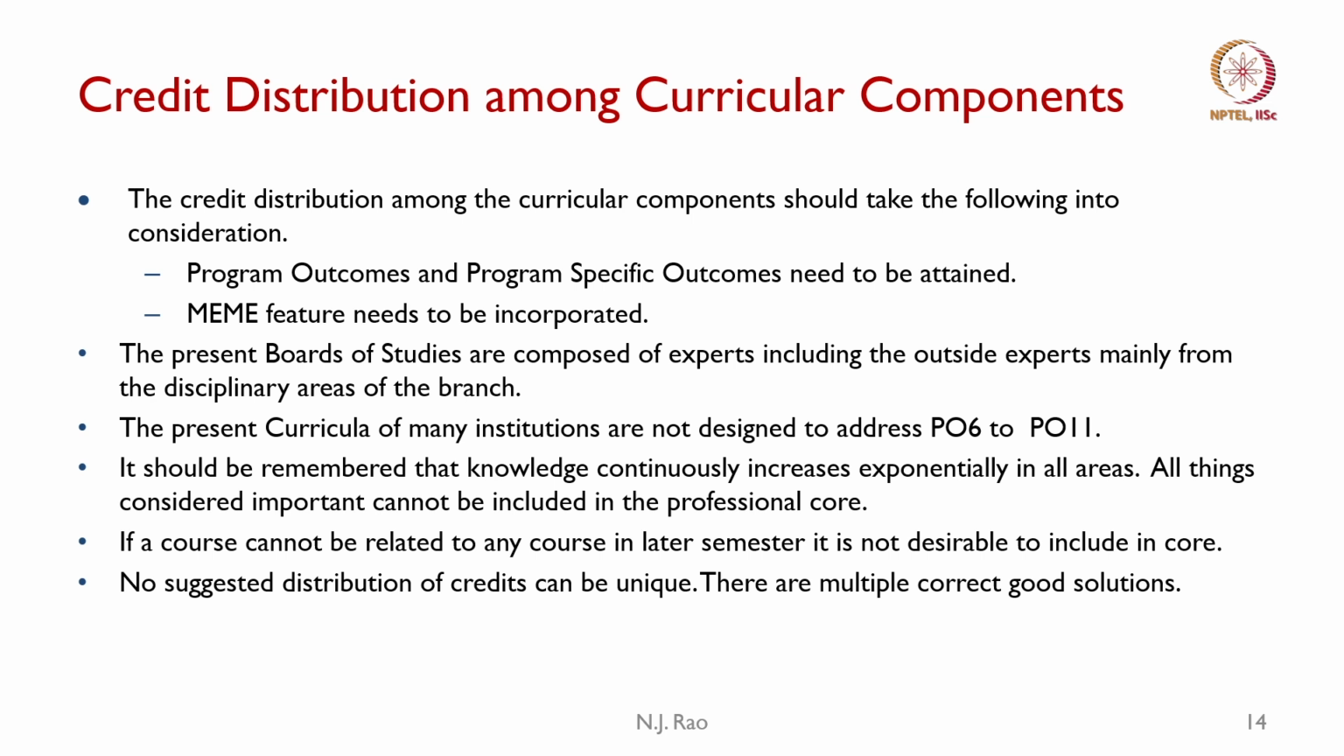And this I'll keep repeating. It should be remembered that knowledge continuously increases exponentially in all areas. All things considered important cannot be included in the professional core. If a course cannot be related to any course in a later semester, it is not desirable to include in core. If you are not using that knowledge in the subsequent courses, what is the point in offering such a course? There are any number of courses that can be offered, but it has to be related to a follow-up course.